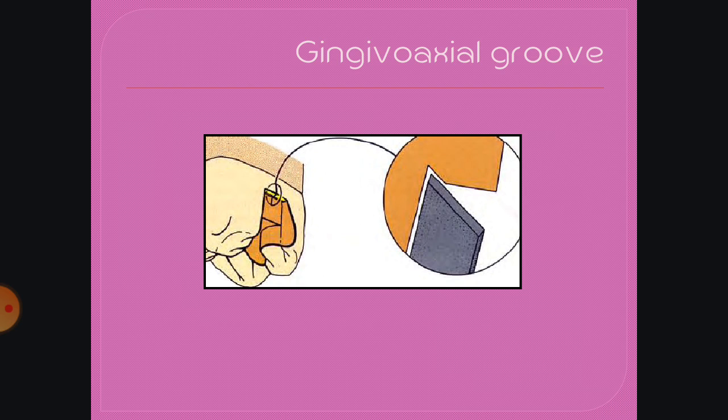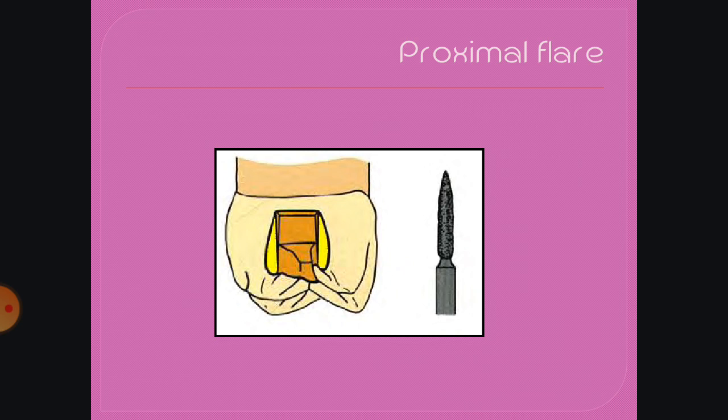This can be asked as a viva question: what is Minnesota ditch? It is nothing but a V-shaped groove which has been created on the junction between the axial wall and the gingival floor for an inlay using a gingival marginal trimmer. Then after creating this V-shaped groove for enhancing the resistance to displacement by occlusal forces, we move to the preparation of the proximal flare. For the proximal flare, we use a flame diamond.